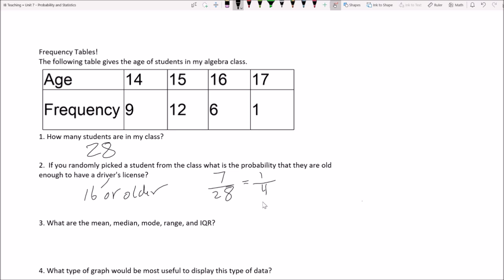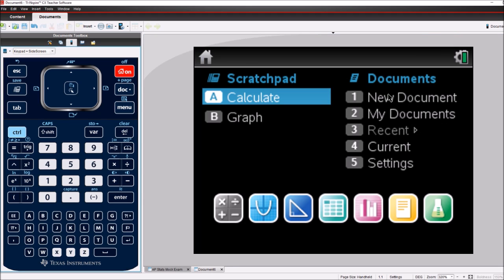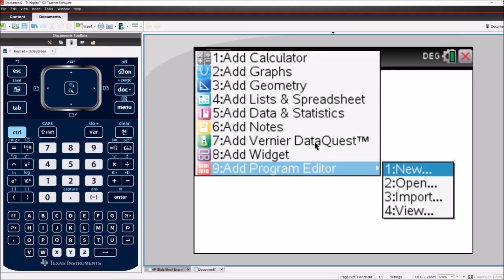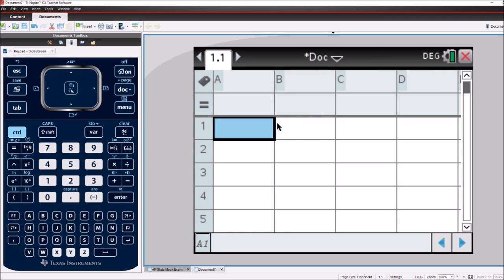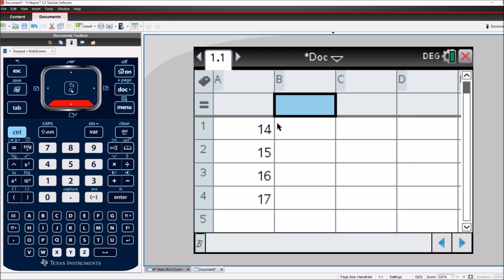Now we get to find the mean, median, mode, range, and interquartile range. Let's see how useful the calculator can be in order to do that. I'm going to pull up my calculator again and get a brand new document. So home, new document, don't need to save the old one, and then let's add a list and spreadsheet. Then I'm going to type in these data exactly as they were written. We had 14, 15, 16, and 17, and then 9, 12, 6, and 1 in the other list.